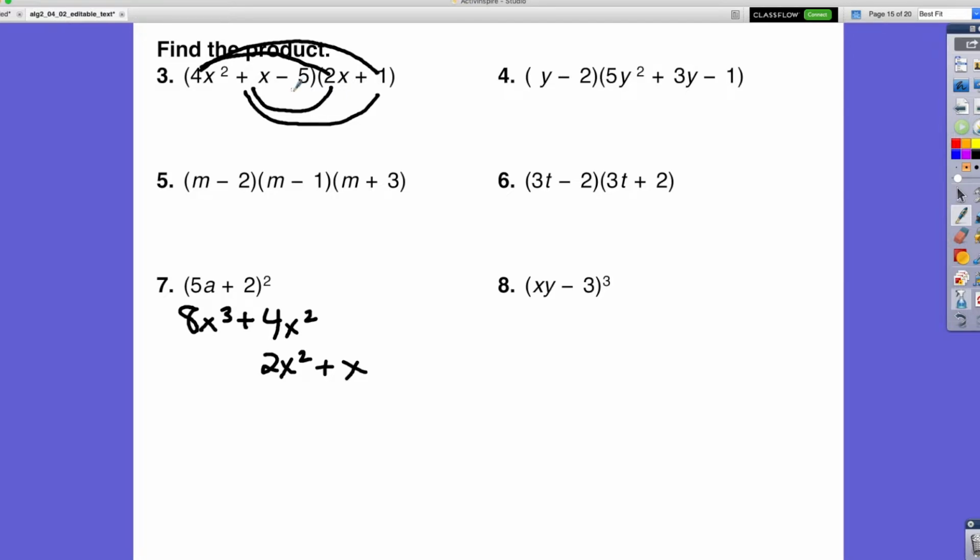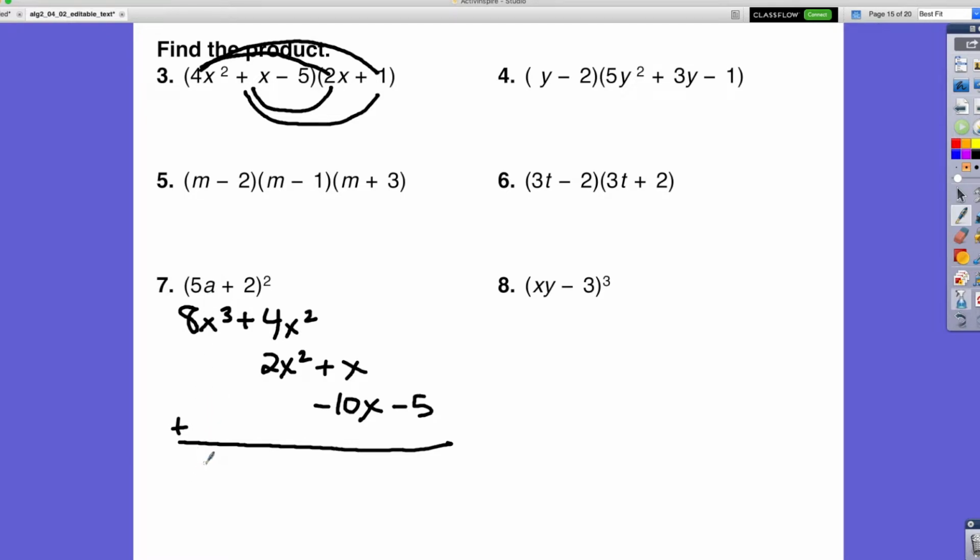So I'm going to stop drawing lines because it starts to get really messy and complicated. But I do it with my eyes. I follow along with my eyes, or my finger, or my pencil. Negative 5 times 2x. Negative 10x. And here's another x, so I'm going to stack it here. Negative 10x. Negative 5 times 1. Negative 5. Okay, now I'm just going to collect like terms.